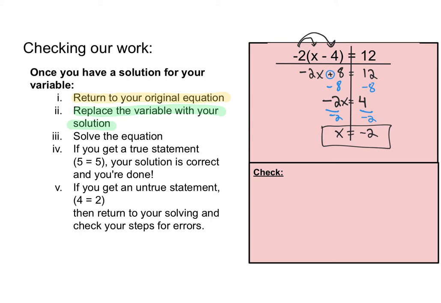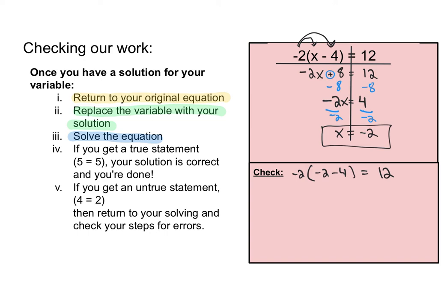So we are saying that our solution is x equals -2. So I'm going to go to my original, not anything that you've simplified. You really want to start right with the original. So I'm going to say -2 groups of -2 minus 4 should equal 12. And then I'm just going to go ahead and solve that equation.